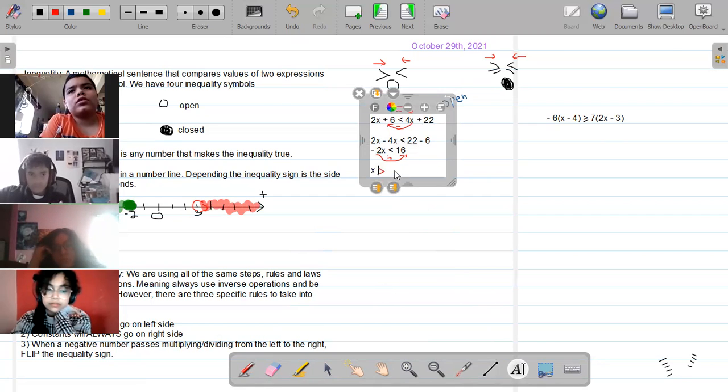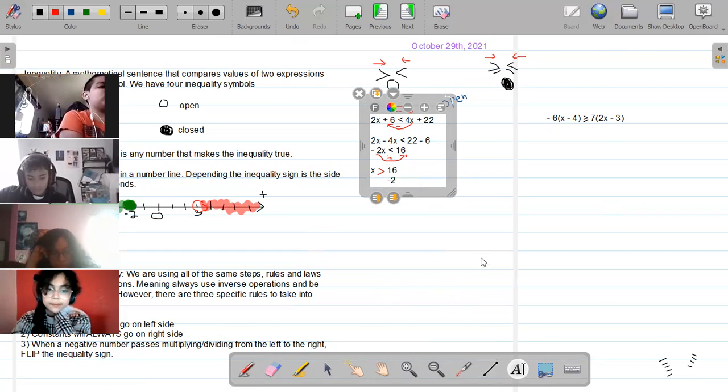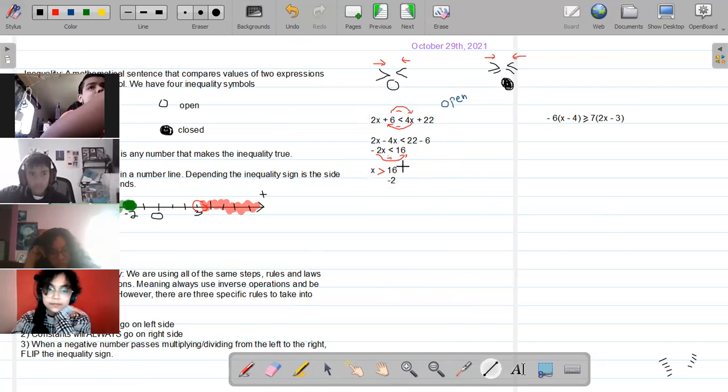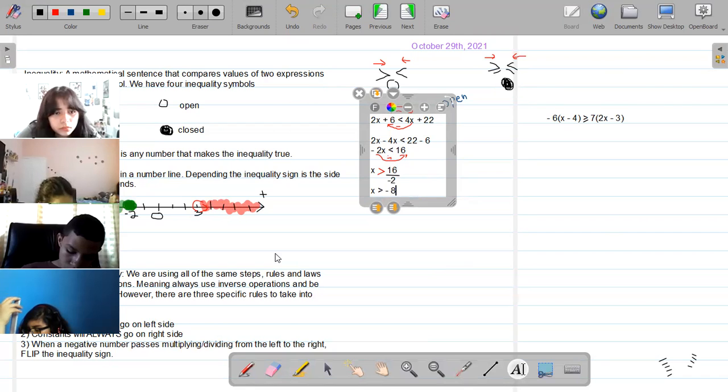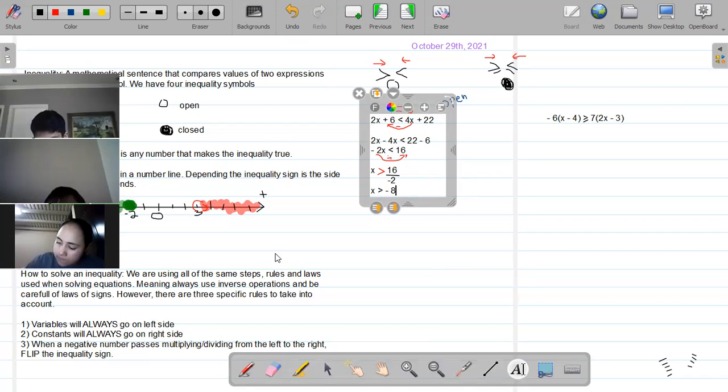So that's why I'm writing it in red right now. So you can see that now it is greater than 16 divided by negative 2. And we're going to solve that. How much is 16 divided by negative 2? Negative 8. Correct. So you see, x is greater than negative 8. And are we done? Is that my final answer?